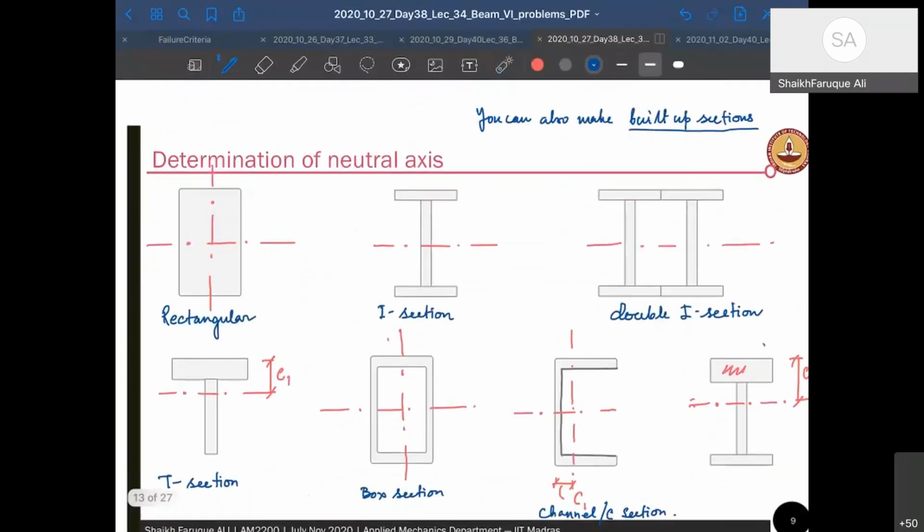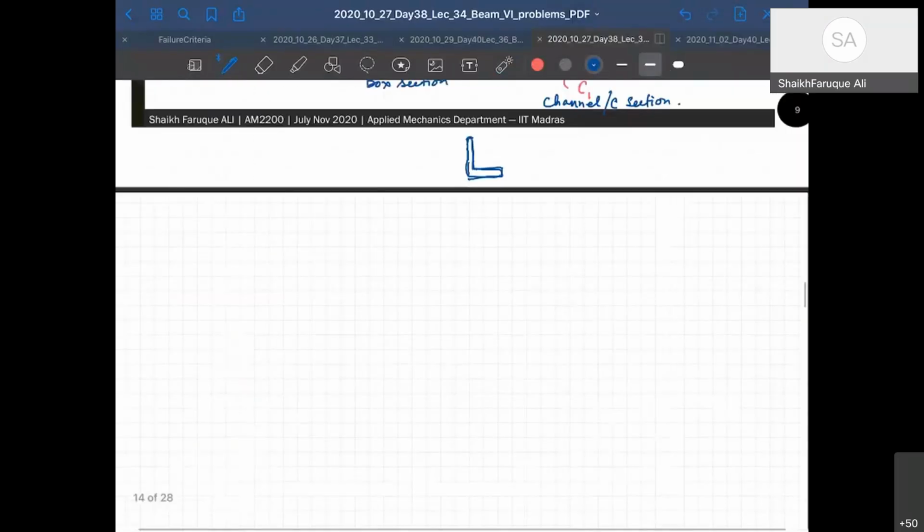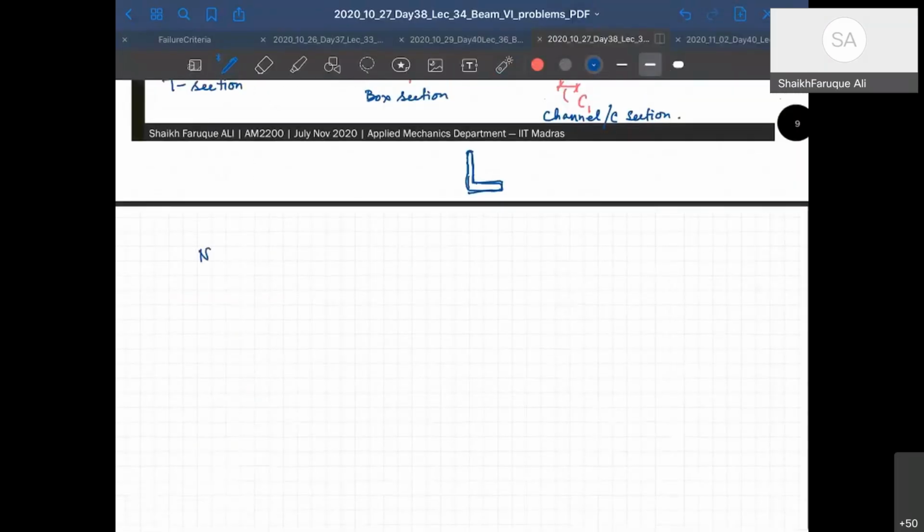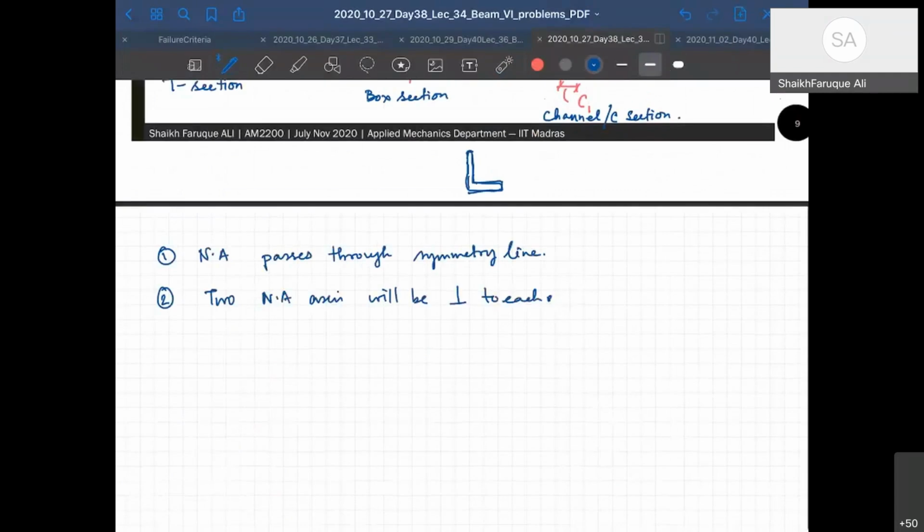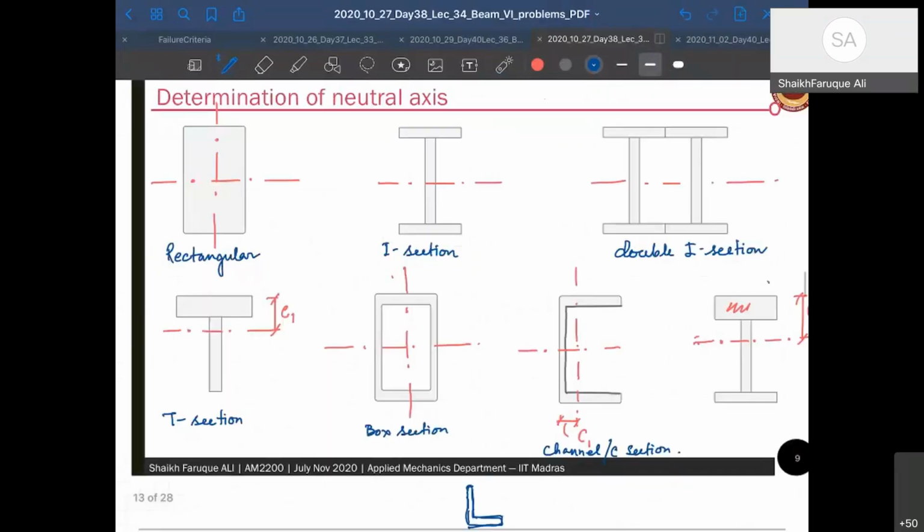Where do I write? Okay, let me add on the page here. Neutral axis passes through the symmetry or lines of symmetry. That is one point. Second point, two neutral axes are perpendicular to each other. Okay. So you look at this, this is a rectangular beam.